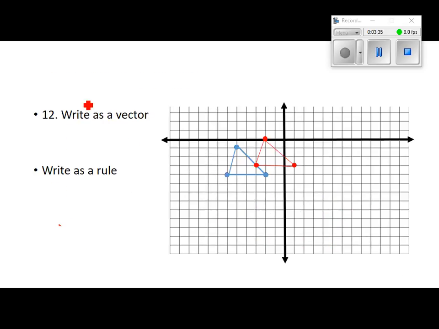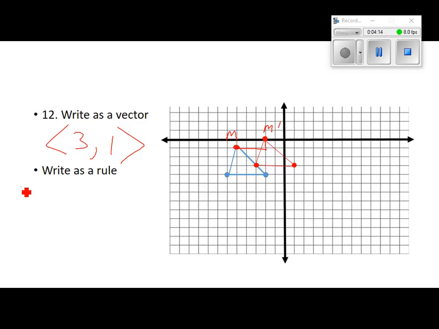Write as a vector. I think in the book, what's this point in the book? What's it labeled? M? Yep. And then this one's M prime? Yep. So which one's the original or the pre-image? The blue one, and then the red one is the image. So we want to write this as a vector. What did I do to go from this point to that point? Well, up 1. All right. Right 3. Right 3, up 1. So as a vector it goes 3, comma, 1.